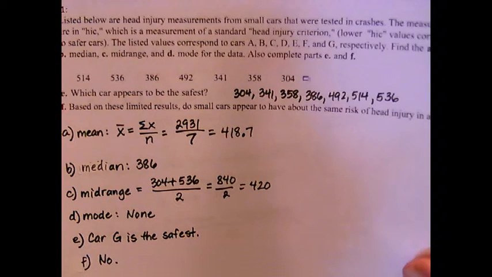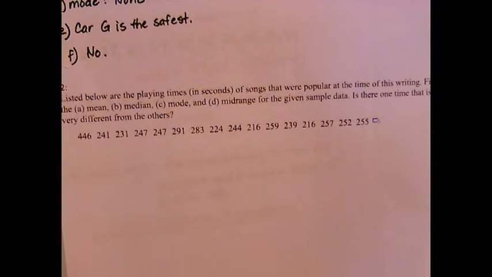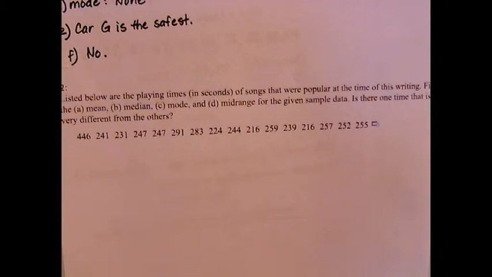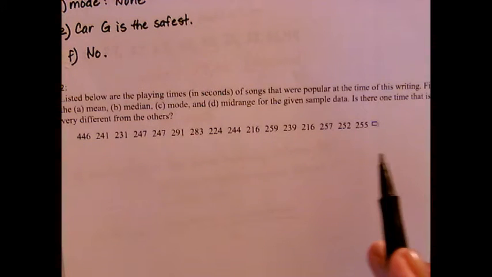Okay, now let's look at another one that has additional data values here. Now these data values here are the playing times in seconds of songs that were popular at the time of this writing. Here you want to find just the mean, median, mode, and mid-range for a given sample data. Is there one time that is very different from the others? Okay, so these are the data values that they give you originally.